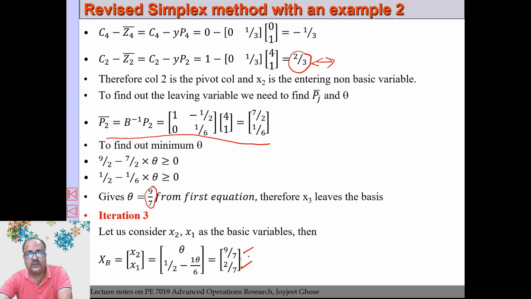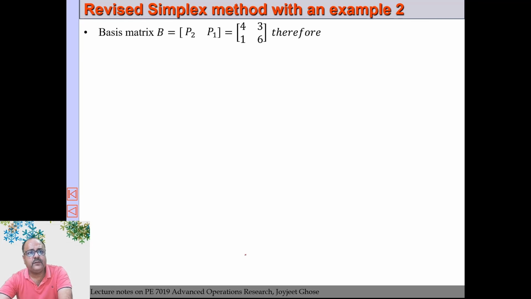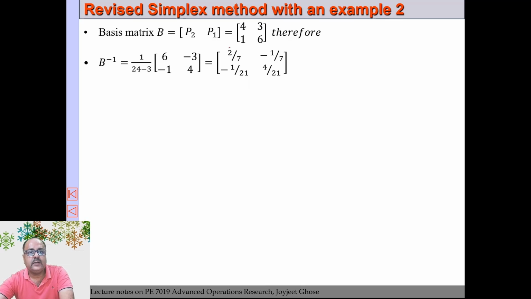You can check in the conventional solution table. This is the solution of the third table, and therefore the basis will be P2 P1, which comes out to be 4 1 3 6. 24 minus 3 is equal to 21. 1 by 21, that's 1 by 21. 6 minus 3 minus 1 4. So these two are interchanged and this minus is added, so it comes out to be this. You can check this, you can match it with the conventional solution. In the third table it should be matching.